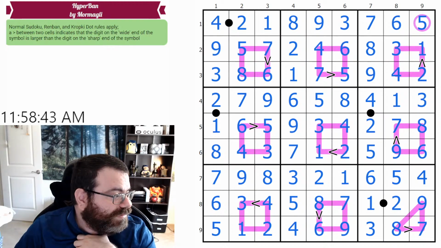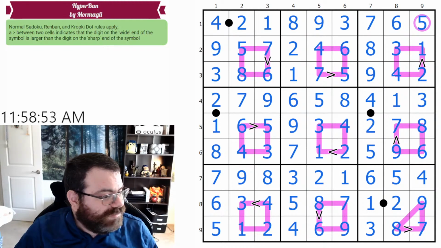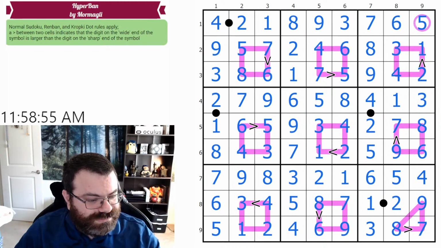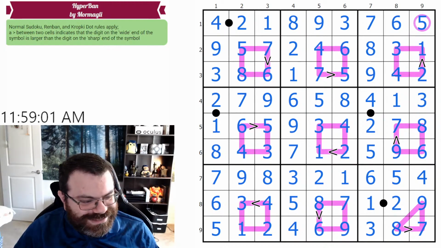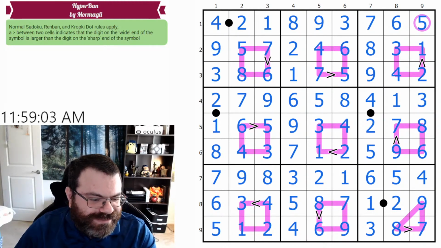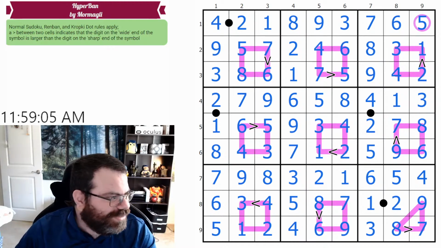Let's see here. Zeta is comforted by the fact that he would never bet 5 because it's against his religion to bet 5.